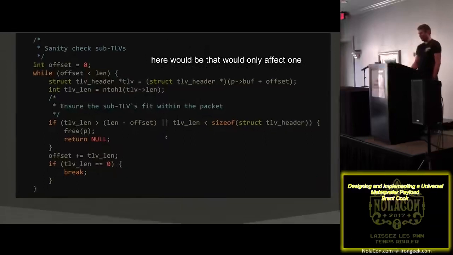So the question is, do you see what the bug here would be that would only affect one OS architecture and not any others? The basic problem here was that every time it would run through this loop, it would say that the packet was bad and would free the packet and return null. You guys see where the bug might be? I know it's kind of quick to take a look at it.